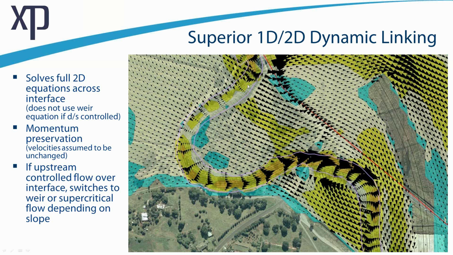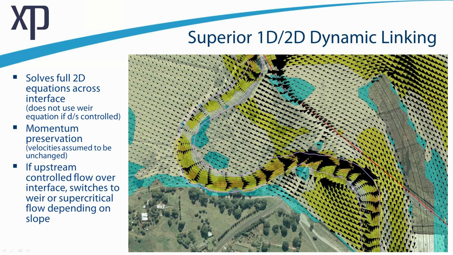Effectively across, you can see on this image here, there's a 1D channel going down the middle, and the overbank areas are carried out in 2D. So you can get the effects of when the flood totally dominates the channel and goes across it, you get that momentum preservation across that 1D channel through those 1D, 2D interface links.